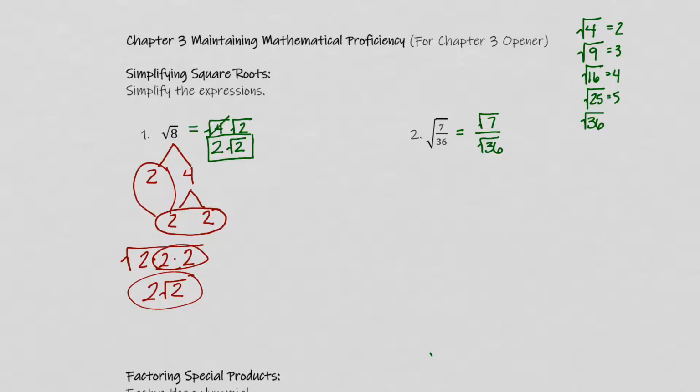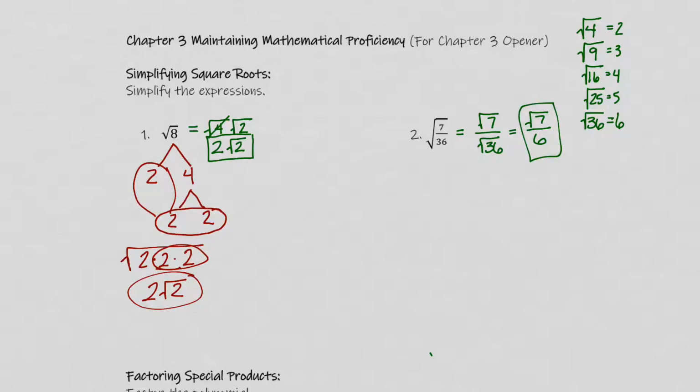Perfect root, sorry. I keep saying perfect squares. Perfect root right there. So I know square root of 36 is 6, so I have square root of 7 on the top, and I have 6 on the bottom. That's as simplified as it gets.